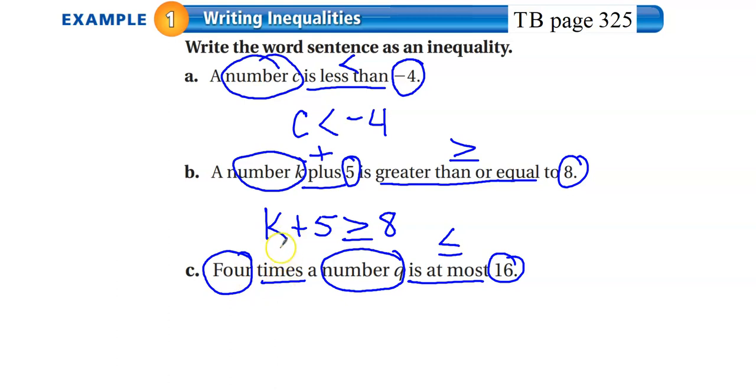Okay, and then for times, I'm going to use a dot because I don't want to use an X. It looks like a variable. 4 times the number Q. So 4 dot Q, well, wait a minute. Can't I just get rid of the dot and write 4Q? It's probably a better way to go. So 4Q is at most, is less than or equal to 16.